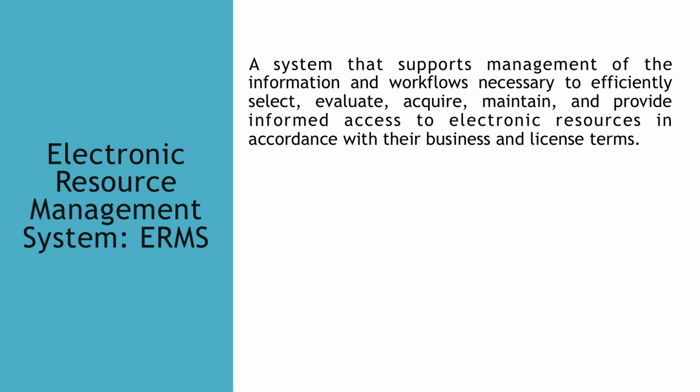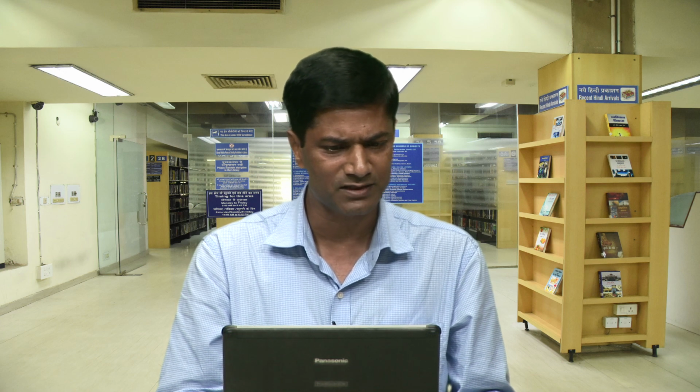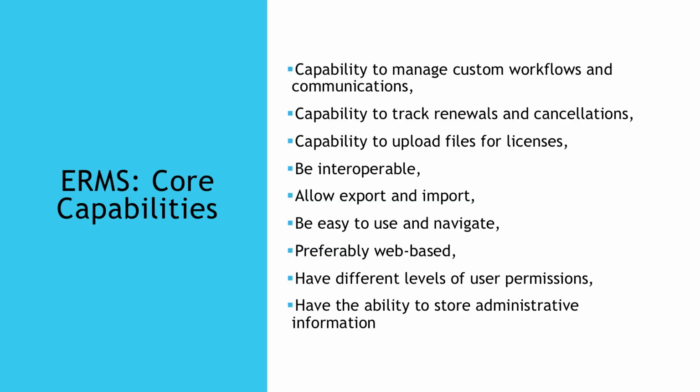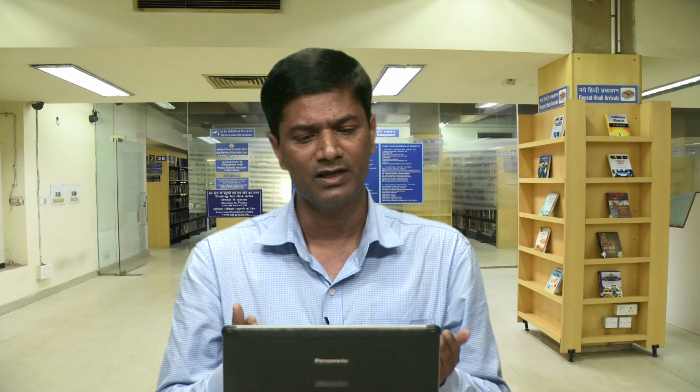Now, if you see the core capability of an electronic resource management system, the first important thing is that the system should customize itself or should handle the workflow and communication of the ERM life cycle. The second important thing is that ERMS should be able to upload license files and the metadata related to license agreements. It should be interoperable, compatible, and easy to navigate.